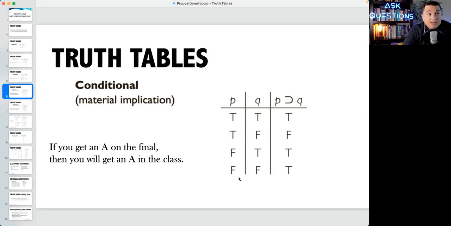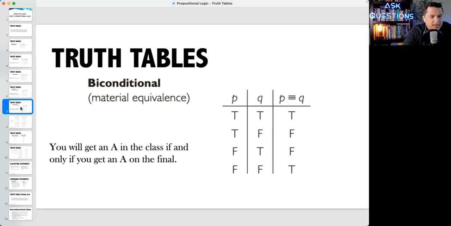But notice, that would be an example of the fallacy of composition. We mistakenly believe that what's true of the parts has to be true of the whole, but that's not the case here. What's true of the parts is that they're false, but the whole is true. And that's just the nature of the conditional, the relation of material implication.